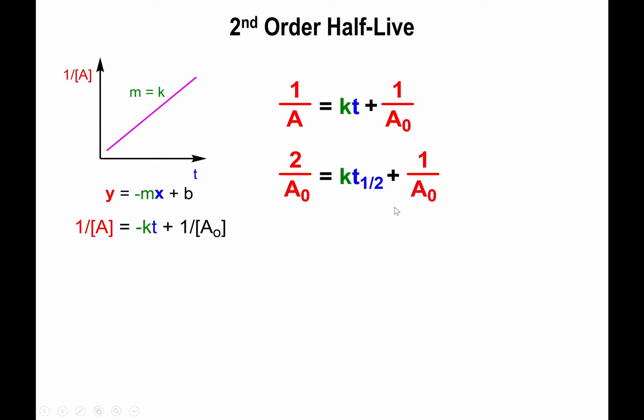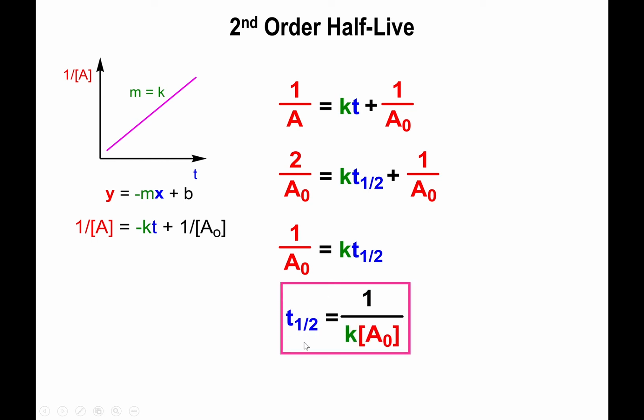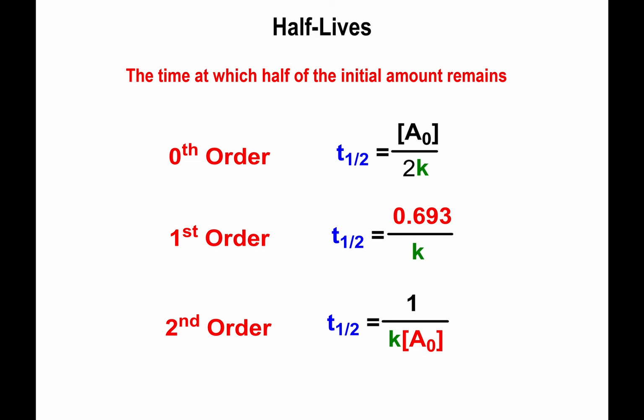So here what you can see is that if you basically subtract 1 over A naught from both sides, you're going to end up with 1 over A naught on the left side. And that will equal K times T1/2, which means that the half-life is going to equal the reciprocal of rate constant multiplied by the initial concentration. So here you have it.